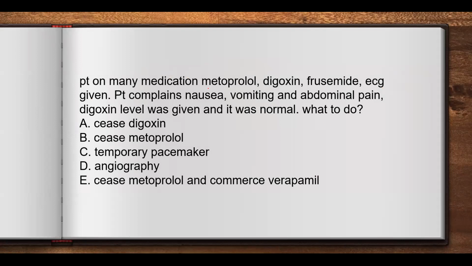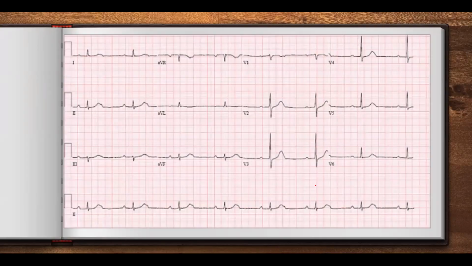Next question: a patient on many medications, metoprolol, digoxin, furosemide, ECG given, the patient complains of nausea, vomiting, abdominal pain. Digoxin level is given, but it is normal. What to do? If we look at this ECG, what can we find out? Let's see. Again, you have to know a little bit about ECG. Let me just show you what the finding is in here. This is called first degree heart block.